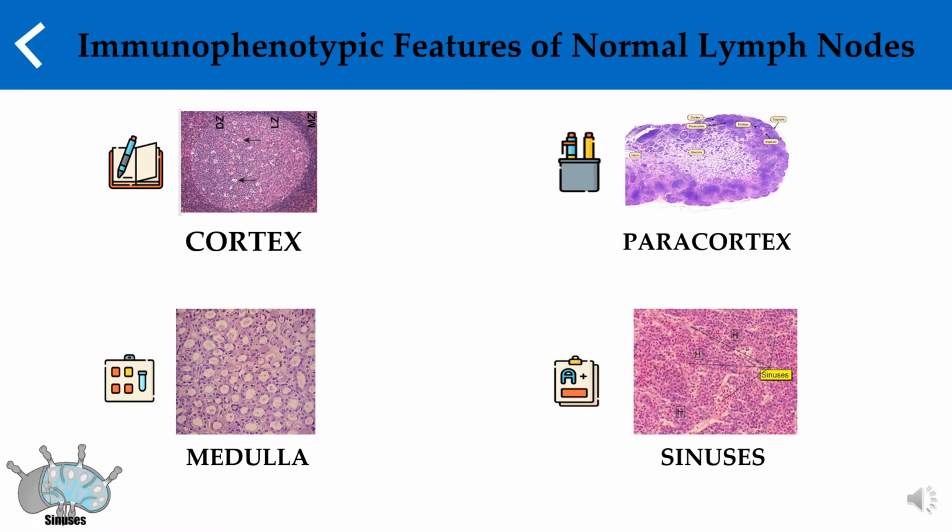Mucosa-associated lymphoid tissue is a type of lymphoid tissue that is found directly in the mucosa of the respiratory and digestive tracts. Antigenic interaction occurs mostly at these aggregates, which drain directly into the regional lymph nodes. Thus, I will be presenting the morphologic and immunophenotypic features of normal lymph nodes that include the cortex, paracortex, medullary cords, and sinuses.